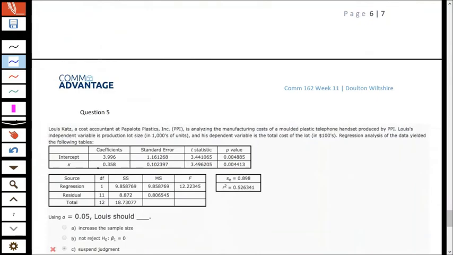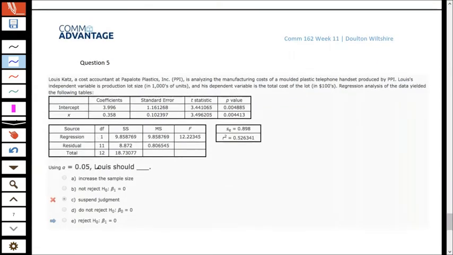Okay, we're going to do this again. Louis Katz, an accountant, again, more weird names, is analyzing manufacturing costs of a molded plastic telephone handset. Lewis's independent variable is production lot size, so this is our X in thousands of units. His dependent variable, so his Y, is the total cost in hundreds. And we have our regression results below.